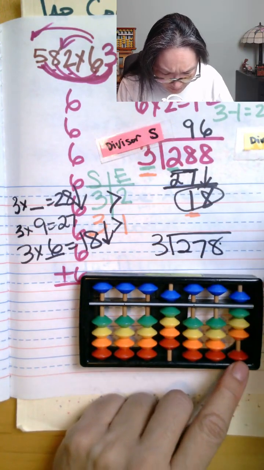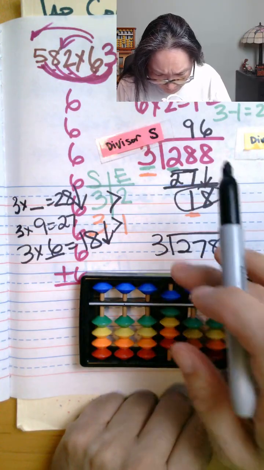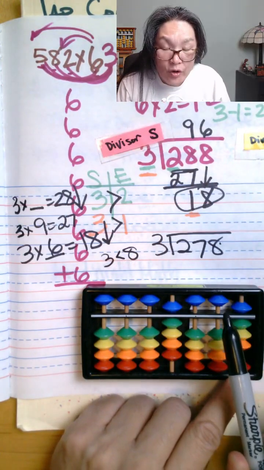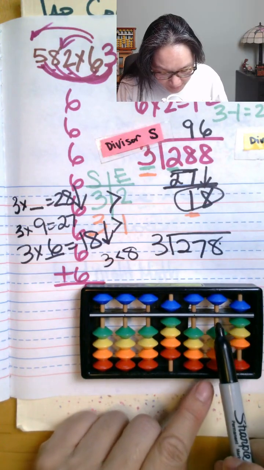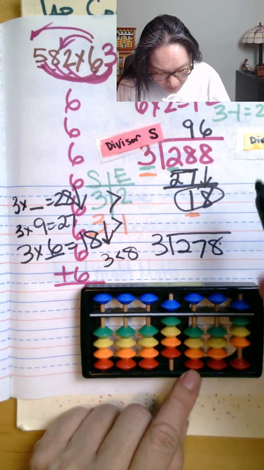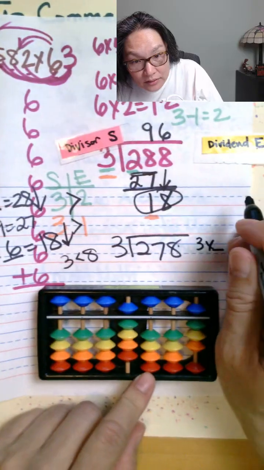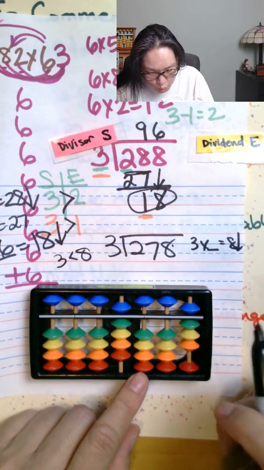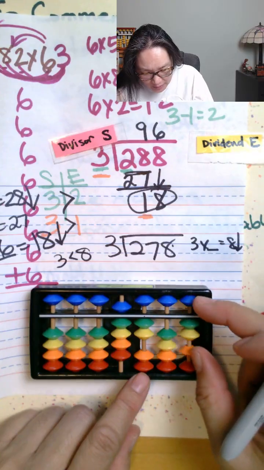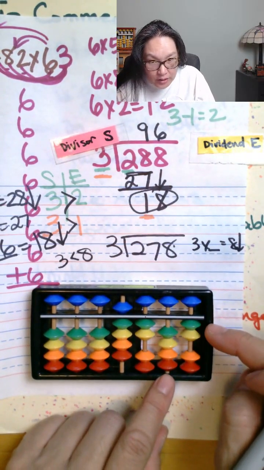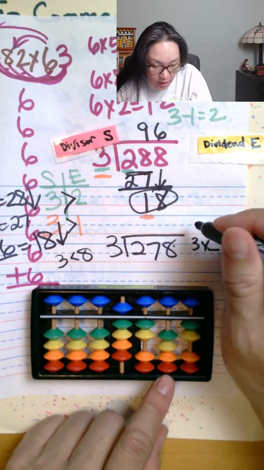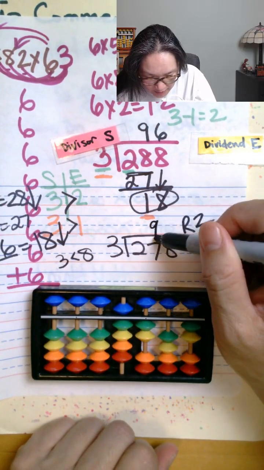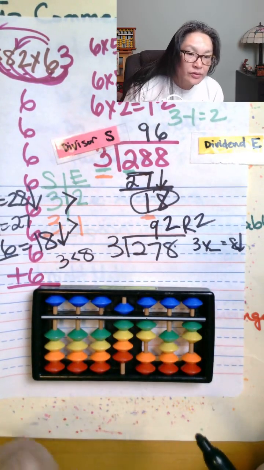So then the question is who is bigger, the 8 or the 3? The 3 or the 8? The 8 is bigger. If it's bigger, then the rule is we skip one column. We skip this column. We go here. And then we have to find 3 times what is equal to 8 or less. 3 times 2, right? 3 times 2 is equal to 6. So we take away, and then you're left with 20. So now we have remainders, so you just say R 2. So it'd be 92 with 2 remainders.